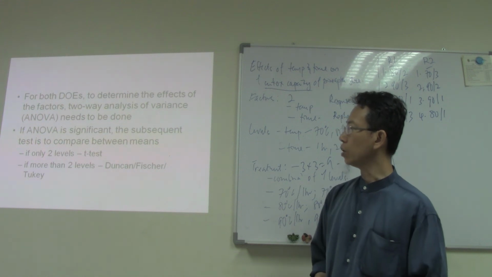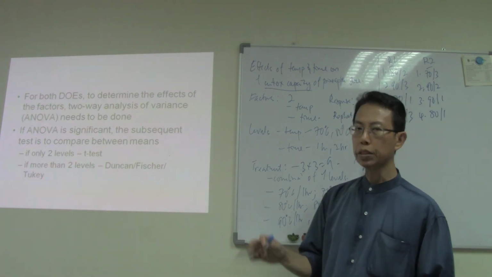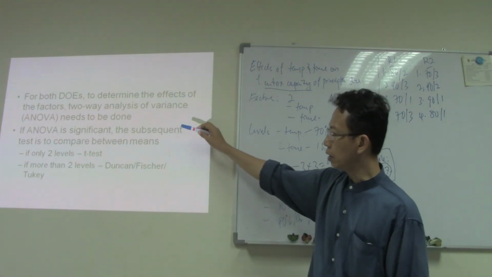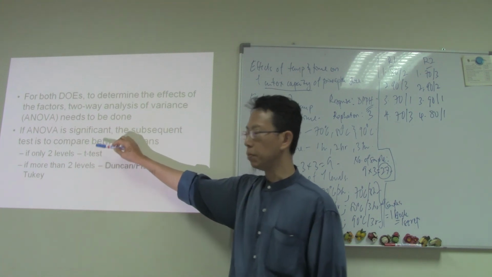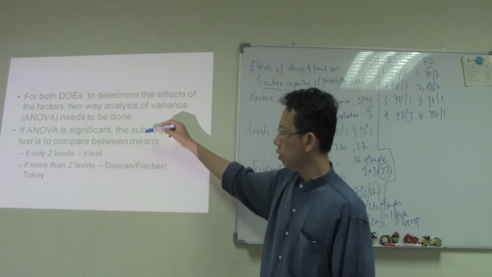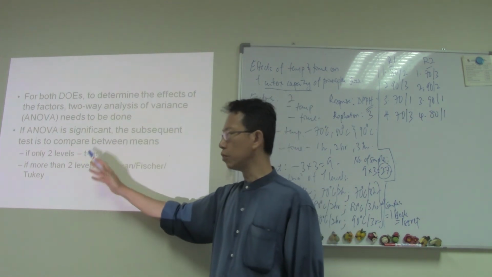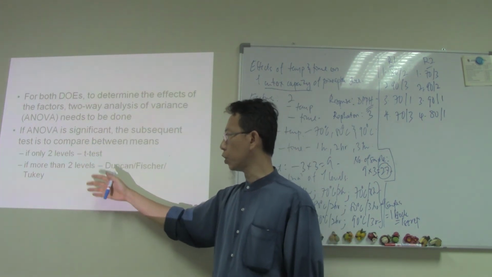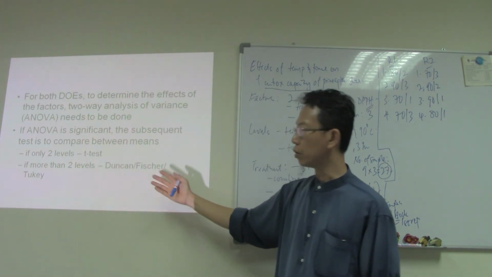So in order for us to determine which means are different, we need to do a multiple means comparison test or a post hoc test. If it is only 2 levels, then we can use a t-test, but if it is more than 2 levels, then we can use Duncan, Fisher, or Tukey's.